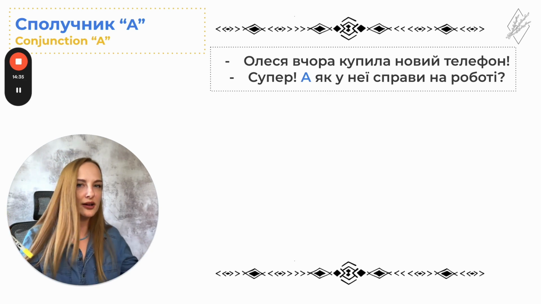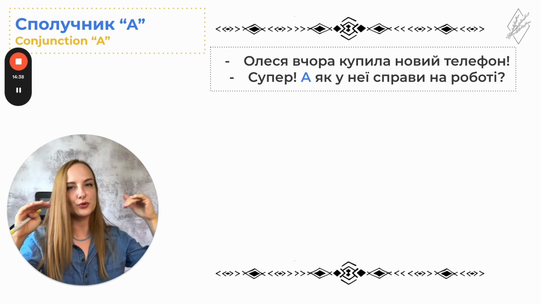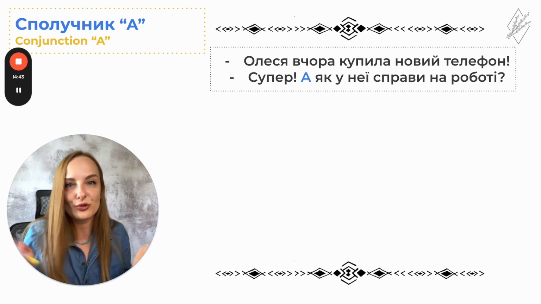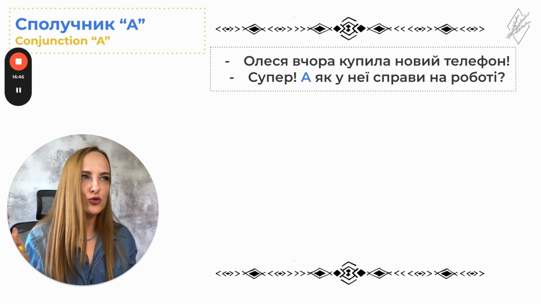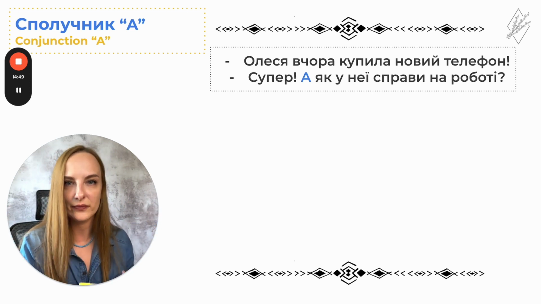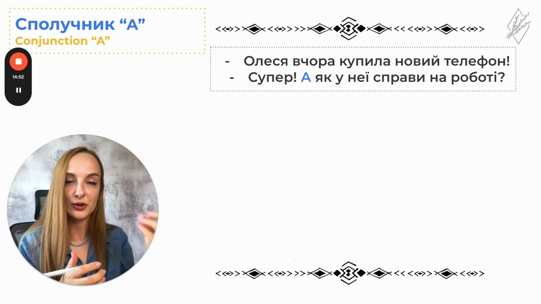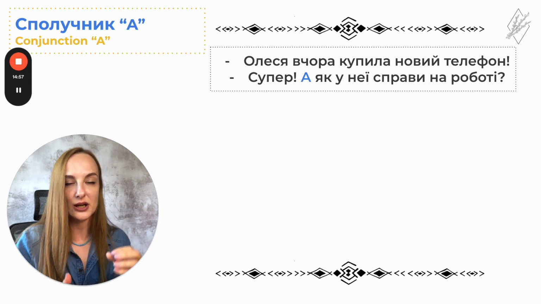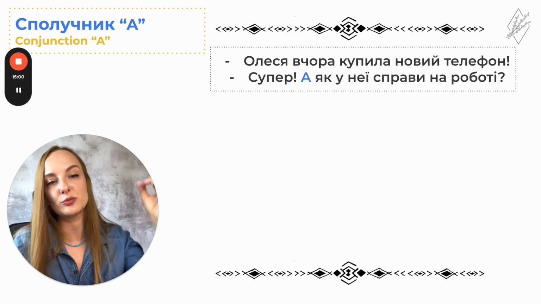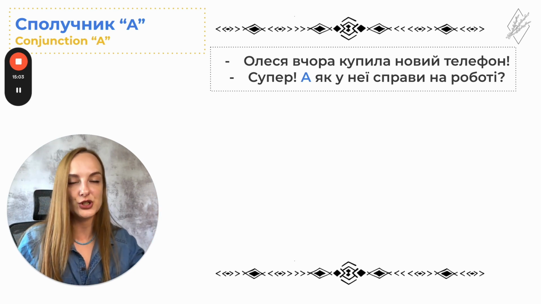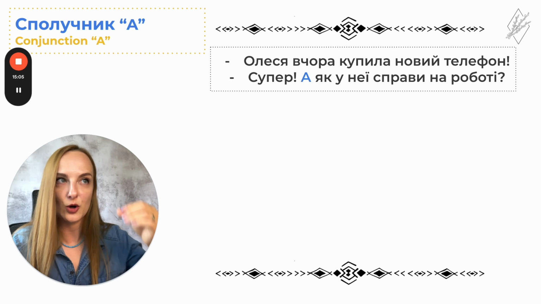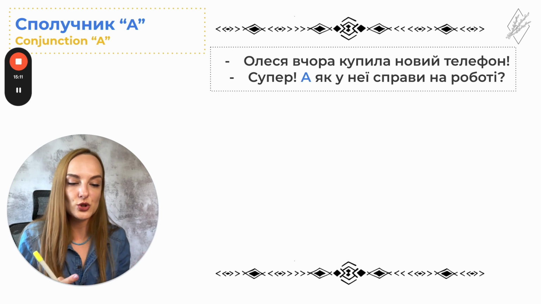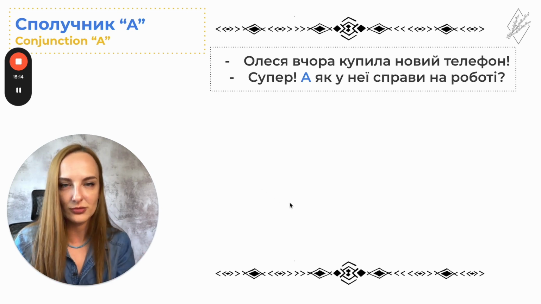Why did I use а here? Because in the first sentence, the person was saying that Olesya bought a new phone yesterday. And I said, cool, great. And how are her things at work? So here I keep talking about Olesya, but I change the topic a little bit. I do not continue the conversation about her phone. I change the conversation to the topic: how are things at work? So sometimes this conjunction will be used to change the subject that we talk about.